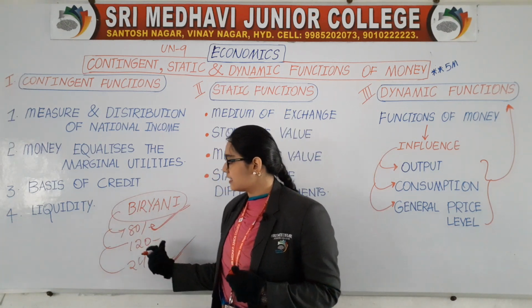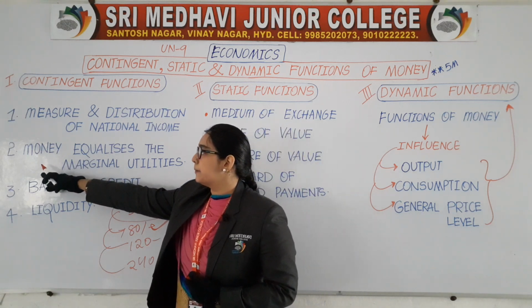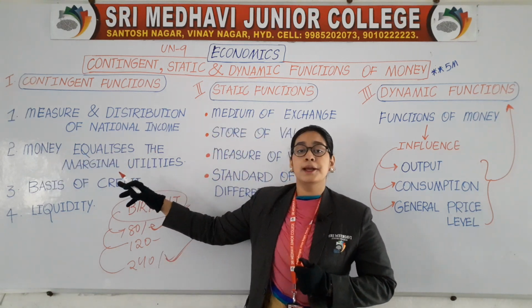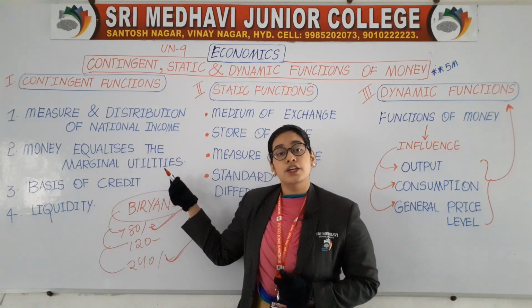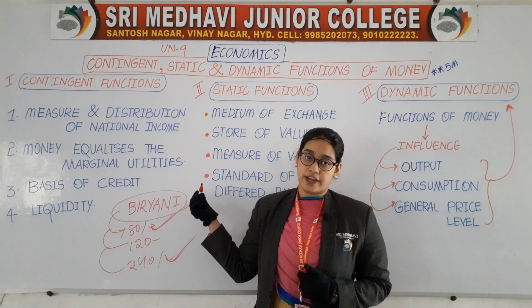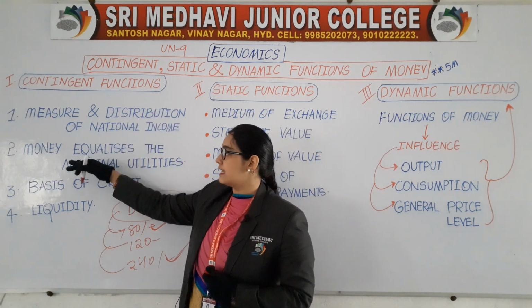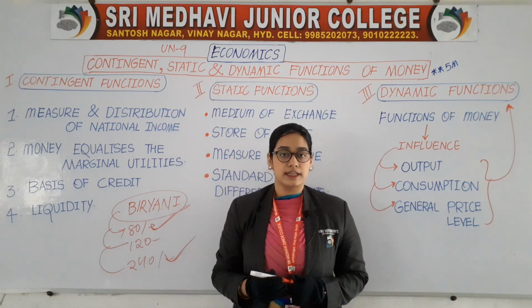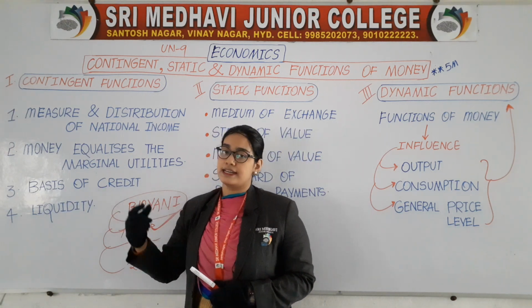So, money is equal to your satisfaction. Now I can tell you that money equalizes the marginal utilities. Marginal means additional, utility means satisfaction. So, the second contingent function of money is that it equalizes the marginal utilities.